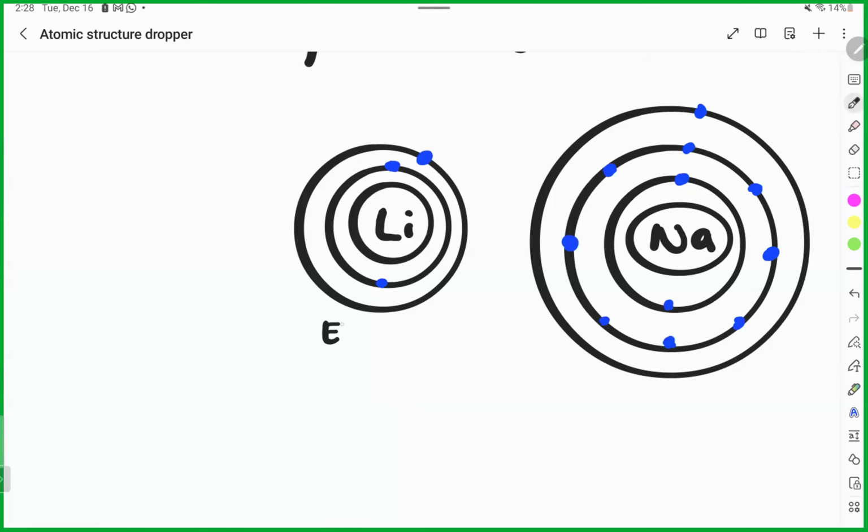So in this case, energy will be less because you can see n value is less, because here n value is 2. Here n value is 3. 3 shells are present. What will happen? Electron is far away from the nucleus. Then electron can move freely. Energy will be more. Make sense, guys? Any doubt?